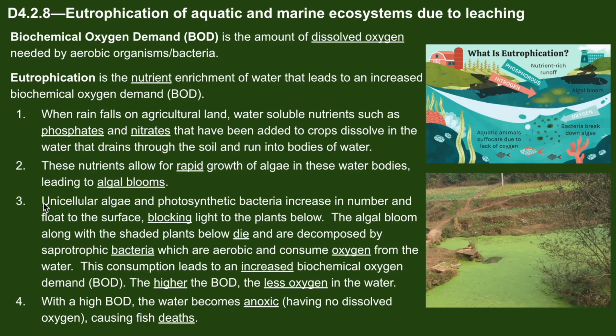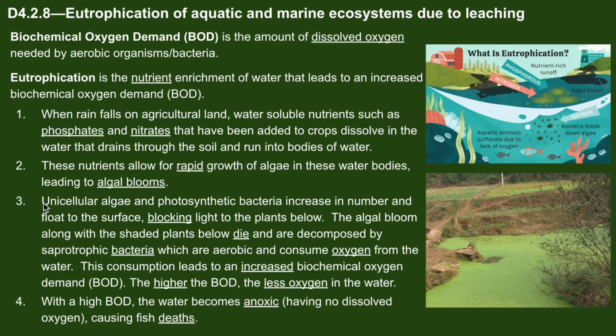The algal bloom, along with the shaded plants below, die and are decomposed by saprotrophic bacteria. Now, these bacteria are aerobic, and so they consume that oxygen from the water. This consumption then leads to an increased biochemical oxygen demand, or BOD. The higher the BOD, the less oxygen in the water. When we have a high BOD, the water becomes anoxic, has no dissolved oxygen, causing fish deaths.